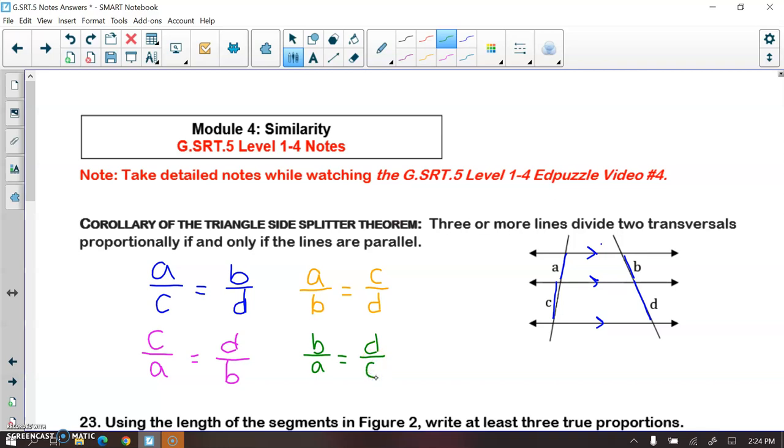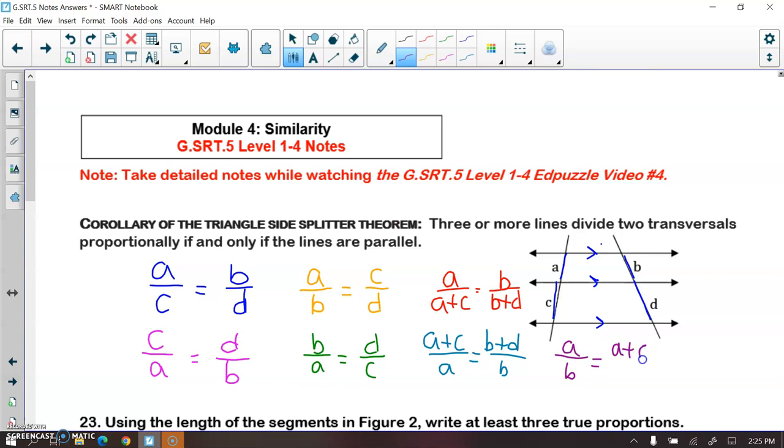You could have also used similar triangle rules, which states I can do A over A plus C is equal to B over B plus D. Or I could flip those around to have A plus C over A is equal to B plus D over B. Or we could have gone across: A over B is equal to A plus C over B plus D. Or we could also flip those fractions around: B over A is equal to B plus D over A plus C.